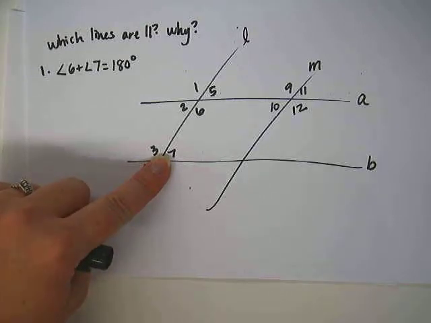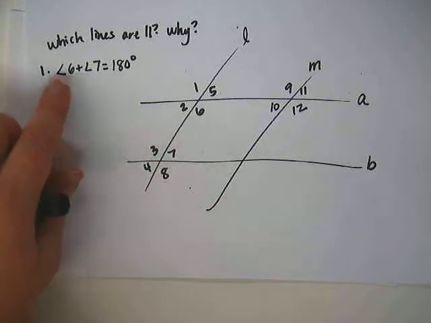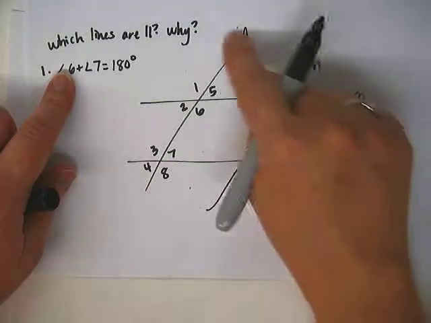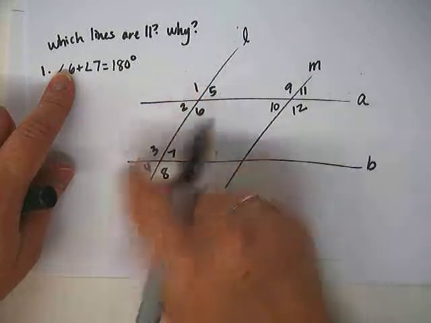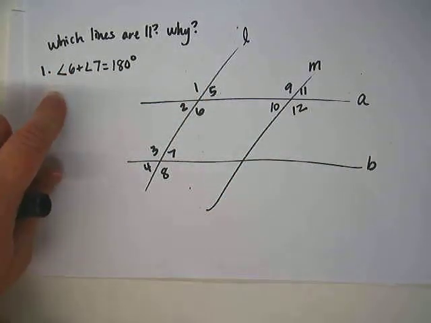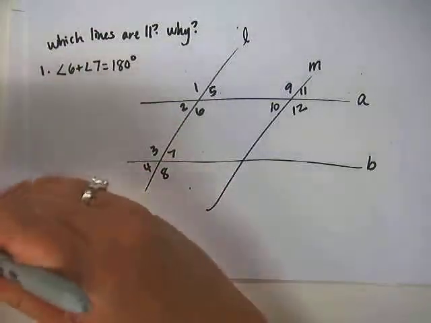If angle 6 and angle 7 add up to 180, which lines are going to be parallel? We name lines with the lowercase letters that are written here. The numbers are the angles.